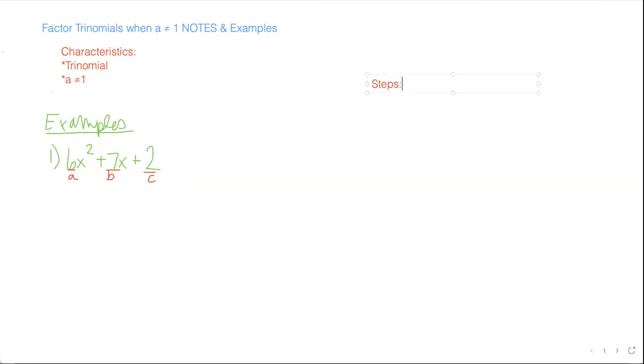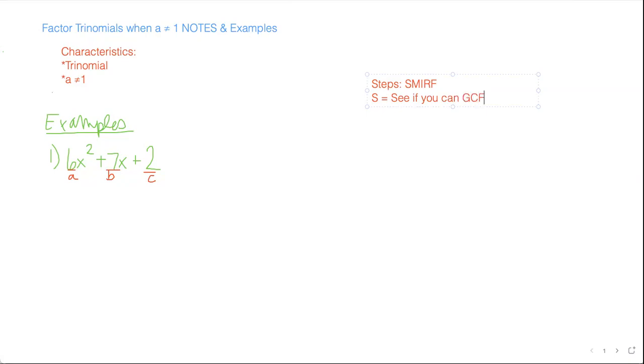Our steps are actually an acronym called SMRF. This is also called the 5-step method. If you were to look online, this is what it would be called, the 5-step method, but I have put the 5 steps into an acronym for you to try to remember. The first letter in SMRF, S, stands for See if you can GCF. We always want to check this.